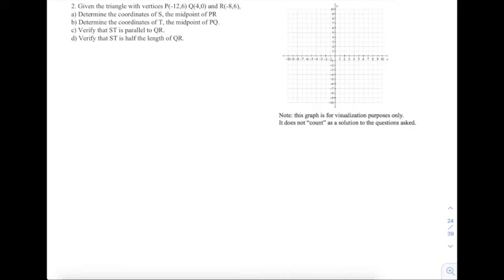So negative 12, 6 is here. Uh-oh, off the grid. Great. Negative 8, 6 is here. And 4, 0 is here. What the? Because you don't actually have to graph it when you're doing the real thing. What in the world? Okay. So, real easy.